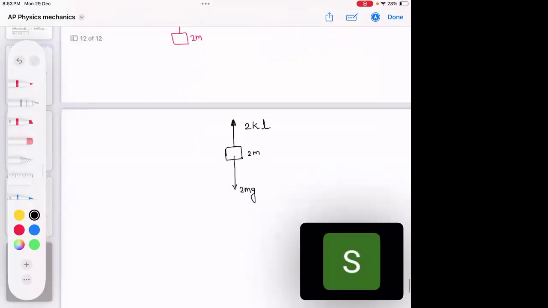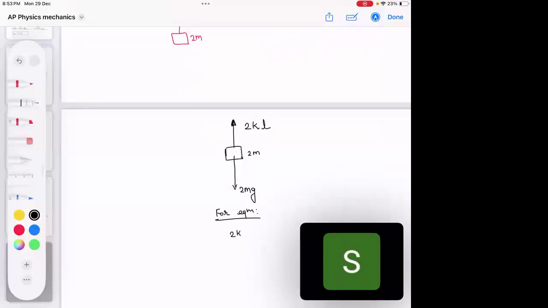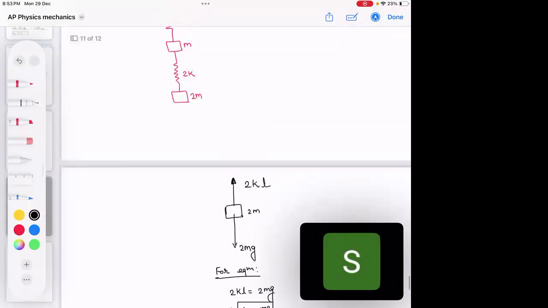Now tell me, for equilibrium, what is the condition needed? So for equilibrium, can we say that 2KL must be equal to 2mg? So what are we getting? The 2 cancels out. What is the L we got? mg by K. Is the elongation in the 2K spring clear?